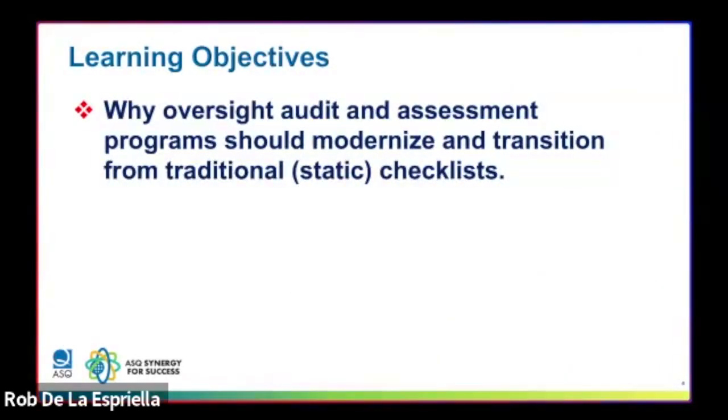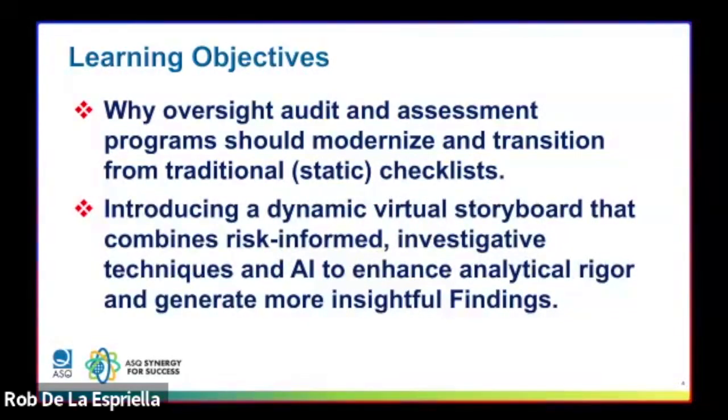Okay, so moving on. What we'd like to go through today is why our oversight audit and assessment programs should be modernized. And I lay out the fact that most of us have static checklists. That is, they're not dynamically changing or shifting with our dynamic threat profiles. So more on that. And I'd like to introduce a virtual storyboard that is dynamic and can be easily modified to keep up with our shifting threat profiles, which means we have to be risk informed and we have to do a little bit of investigation, almost like a detective or a doctor. And of course, we want to bring in artificial intelligence. So some examples of that as well. So this is what we're about today.